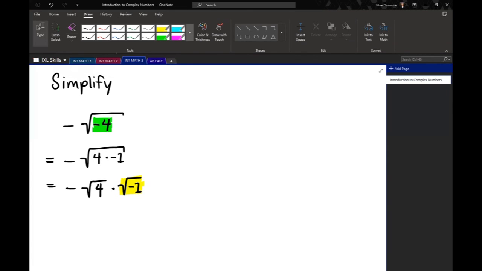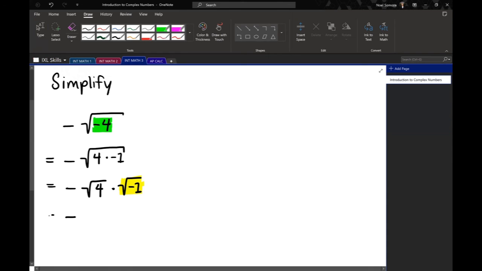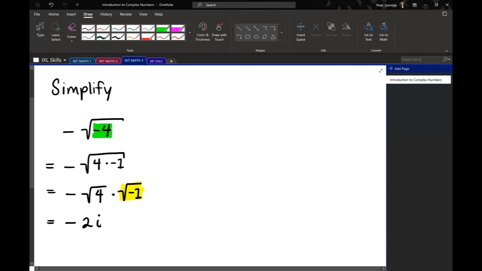So here's what we're going to get. Right? We have the negative. We know that the square root of 4 is actually 2. So we can take the square root of 4 now because 4 is no longer negative, it's a +4. So the square root of 4 is 2. And then the square root of -1 becomes i. So the simplification of the value negative square root of -4 is actually just -2i.